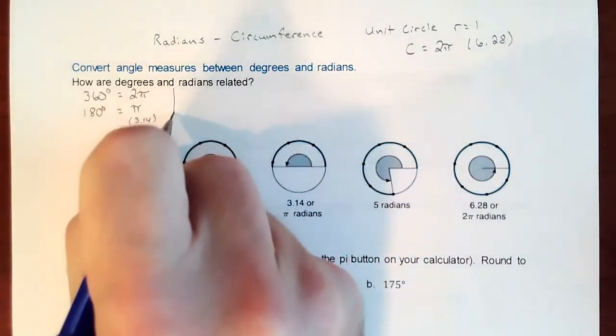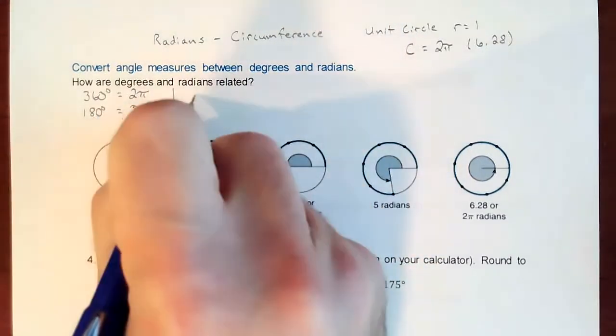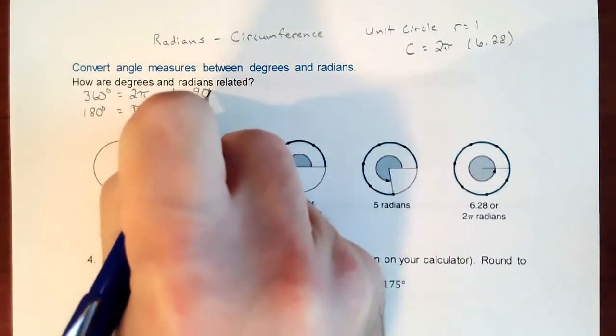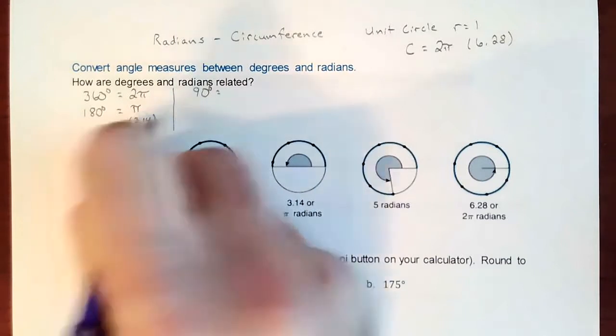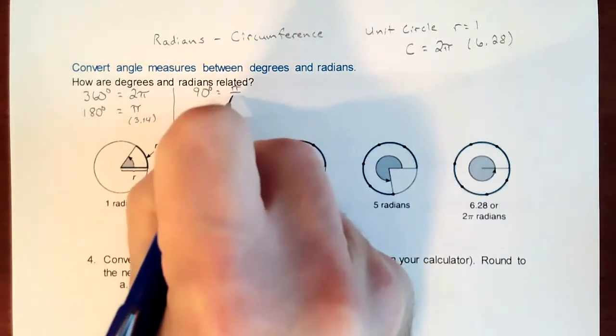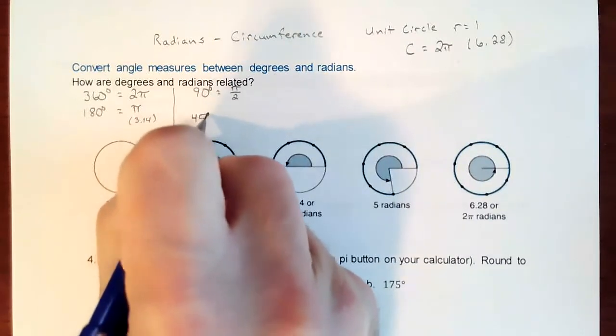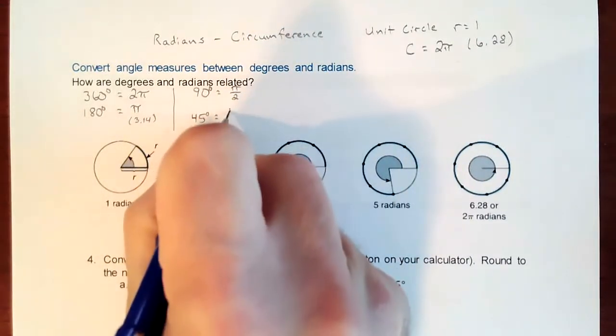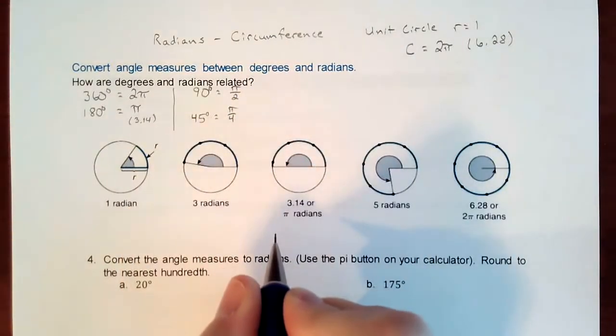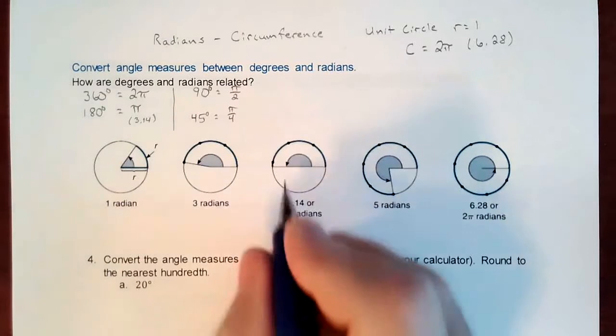And then we'll just do 2 more. If you were to cut this in half again, 90 degrees would be half of that, which would be pi over 2. And then if you cut it in half again, half of a half would be pi over 4. And we could do this on and on for all sorts of different angles.